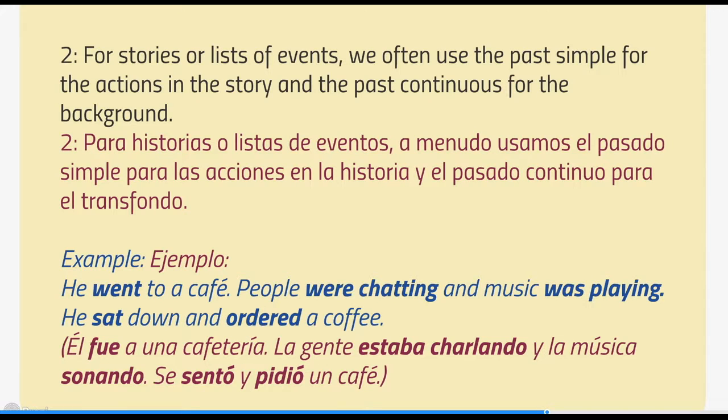2. For stories or lists of events, we often use the past simple for the actions in the story and the past continuous for the background. Example: He went to a cafe. People were chatting and music was playing. He sat down and ordered a coffee.